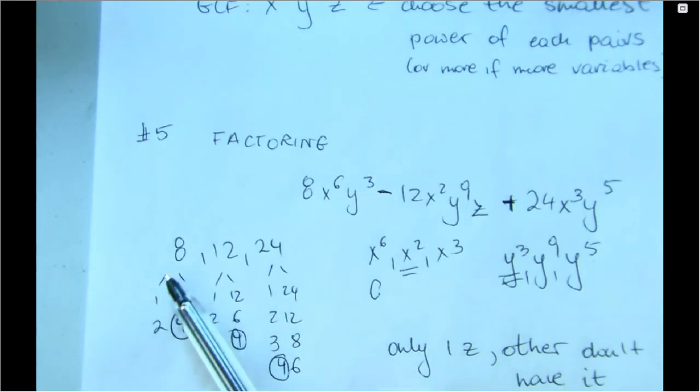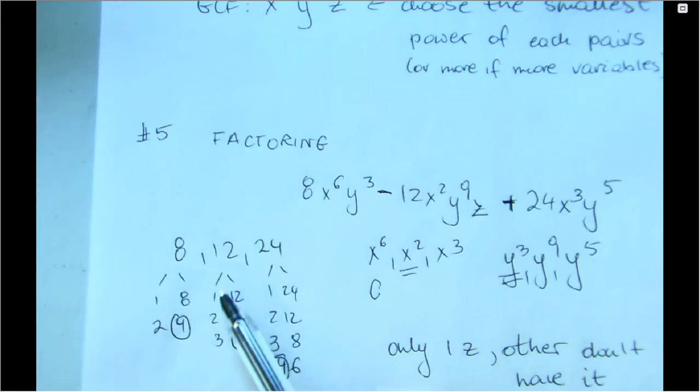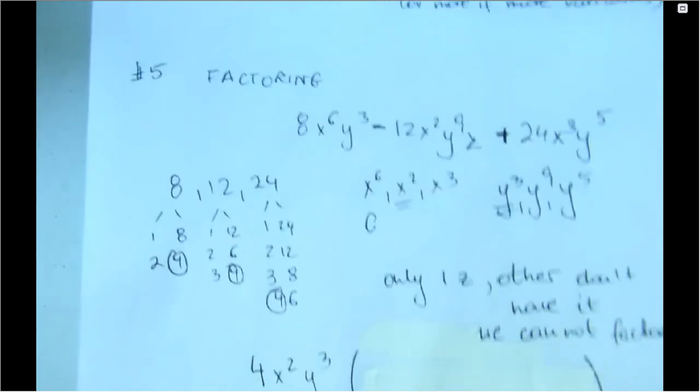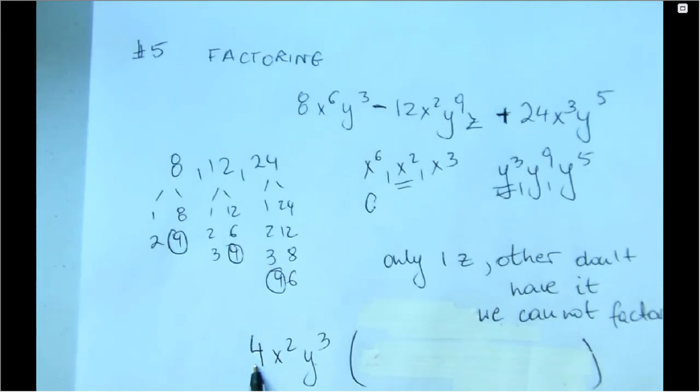So I list the factors. It's 1 and 8, 2 and 4 for 8. 12 has 1, 12, 2, 6, 3, 4. And 24 has 1, 24, 2, 12, 3, 8, 4, 6. I'm looking for a common number for all of them. If there's more than 2, you're looking for the greatest one. But in this case, 4 is the only one that repeats in all of them. So I'm going to write 4.